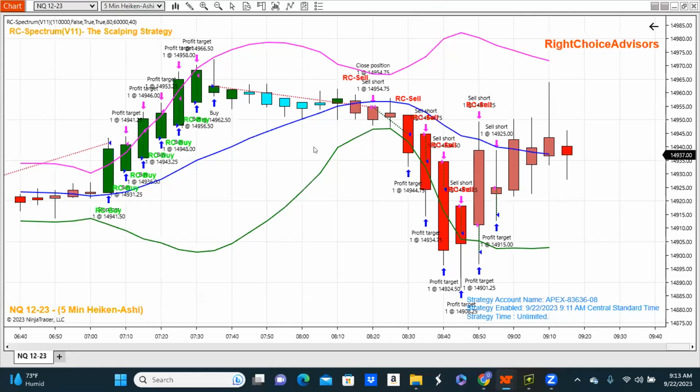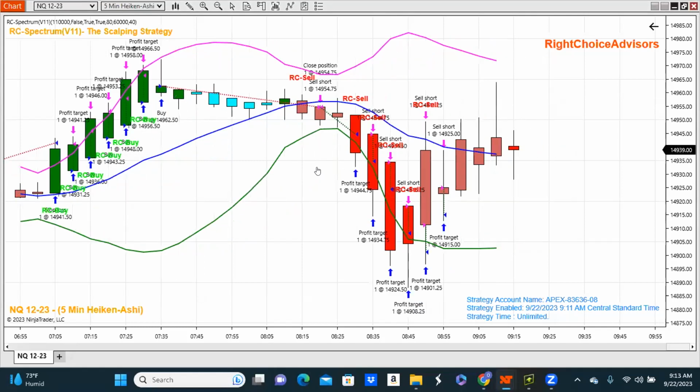Yeah, we have to use 3 minute or 5 minute. Anything is fine. When we are in a trend, or when there is a good amount of volume, we can use 3 or 5.